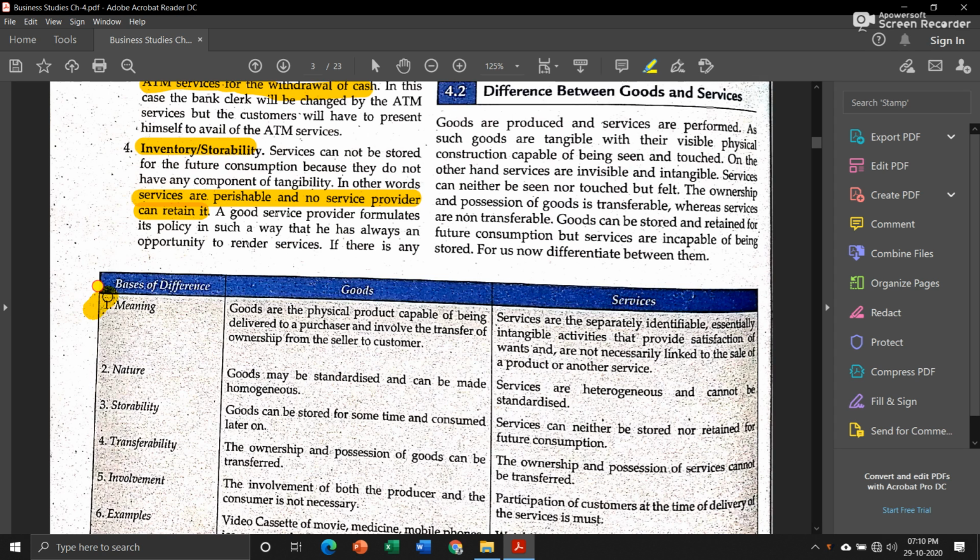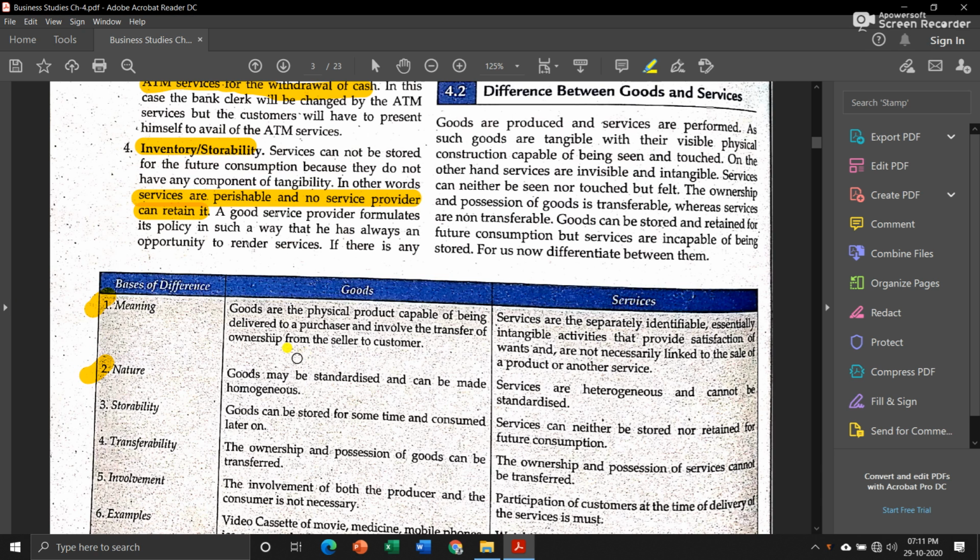Now, what is the meaning of goods? Goods are the physical product, means those goods we can touch, we can see, but services we cannot do that. They are intangible activities that provide satisfaction, or it may be linked with a product or another service.